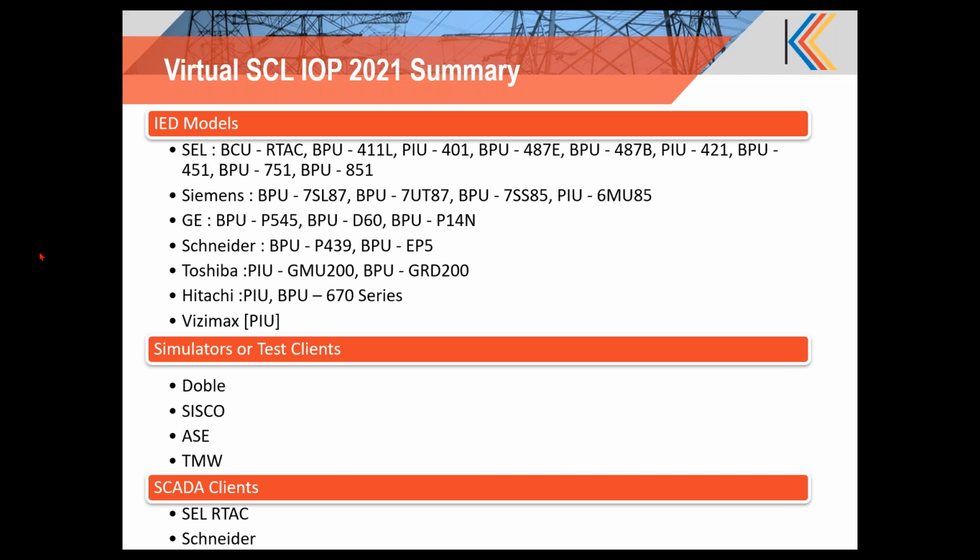So to summarize the virtual interoperability workshop 2021, we had several IED models participate. We had different IED models from SEL, Siemens, GE, Schneider, Toshiba, Hitachi, and VAMP. And we also had simulators and test clients from vendors like Doble, Cisco, and our tool also participated as a test tool, and we also had tools from TMW. We also had SCADA clients like SEL, ARTAC, and Schneider. Basically, these were gateways that acted as 61850 clients.